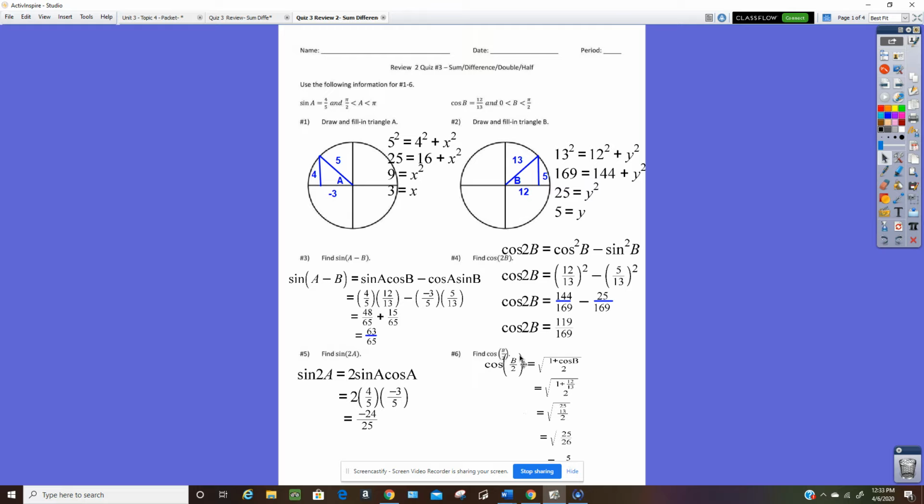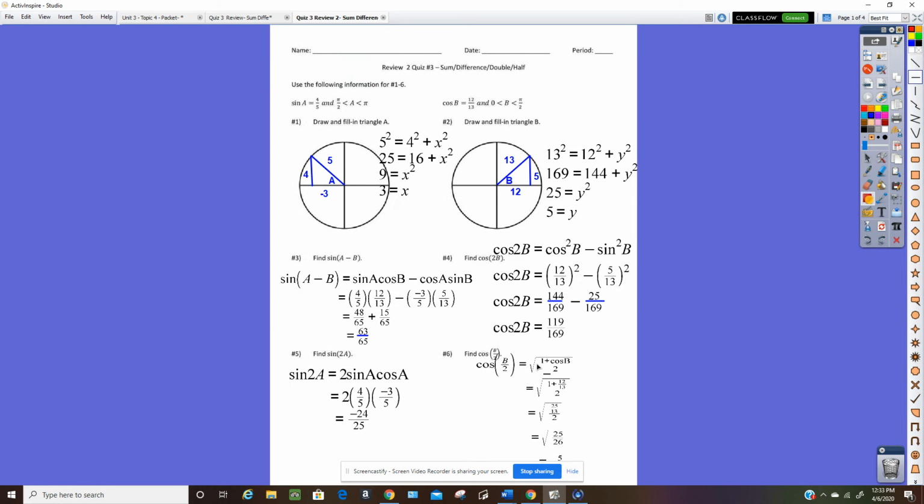And then cosine b over 2, looking at your identity sheet, is the square root of 1 plus cosine b divided by 2. So 1, and then the cosine of b is 12/13, so you have 1 plus 12/13 in the numerator, and this fraction bar didn't show up very well, so let me draw it in there. So 1 plus 12/13 is 25 over 13 divided by 2, and 25 over 13 divided by 2 is 25 over 26. But you know what the square root of 25 is, it's 5. So you get 5 over the square root of 26.